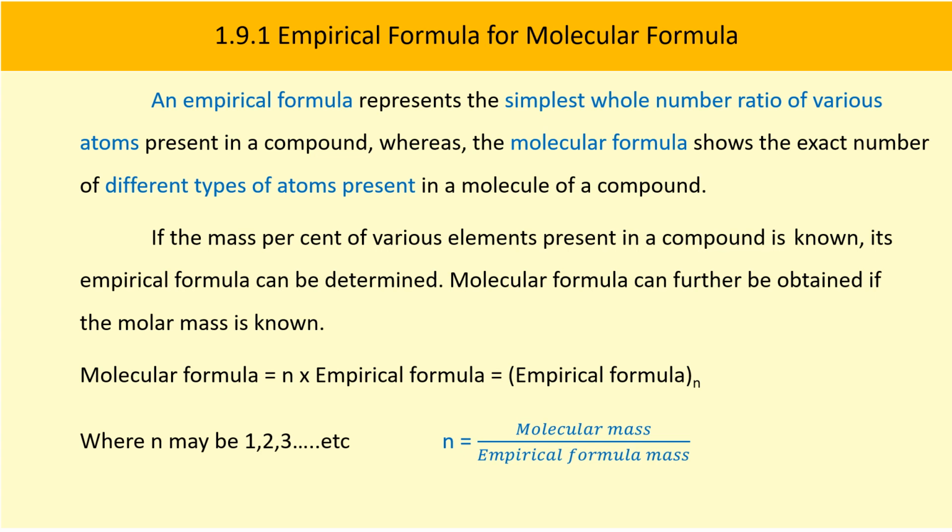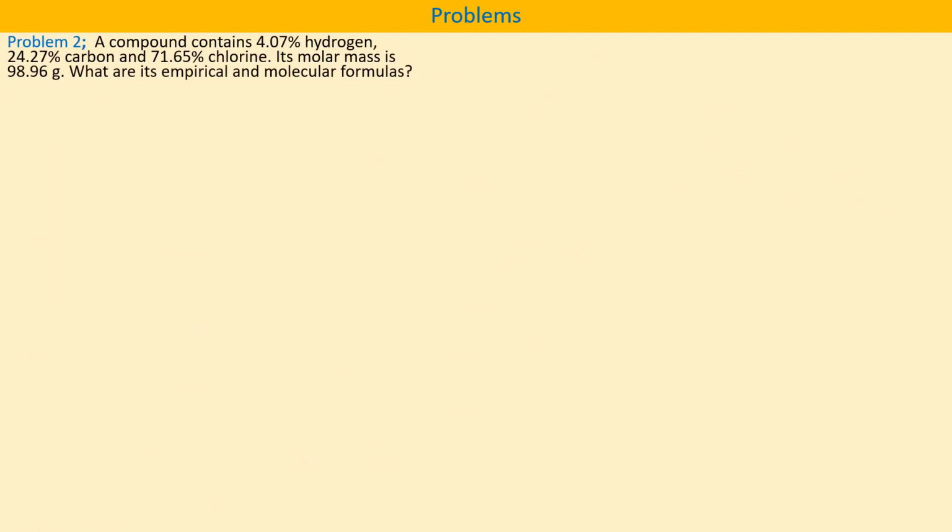The molecular mass divided by empirical mass equals n. Next problem. A compound contains 4.07% hydrogen, 24.27% carbon and 71.65% of chlorine. Its molecular mass is given as 98.96 grams. What are its empirical and molecular formulae?